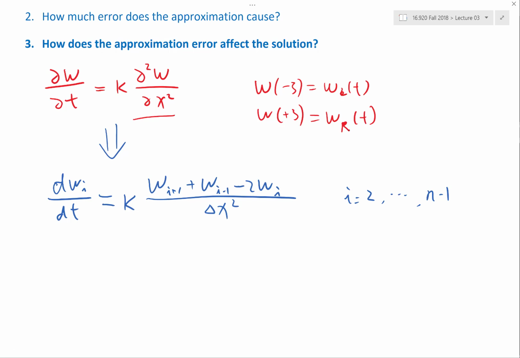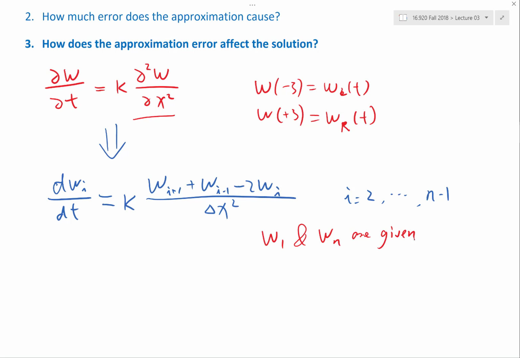So that means our W1 and the Wn are given. So if they're given, we have 8 unknowns, 8 equations. Or we have 8 unknown functions of time, and we have 8 ODEs.